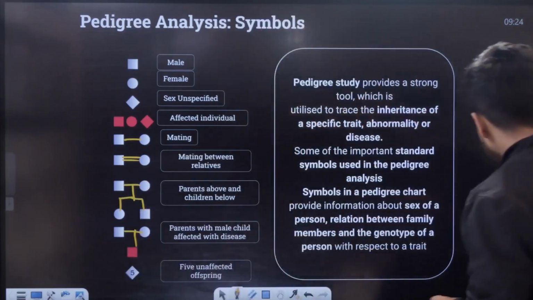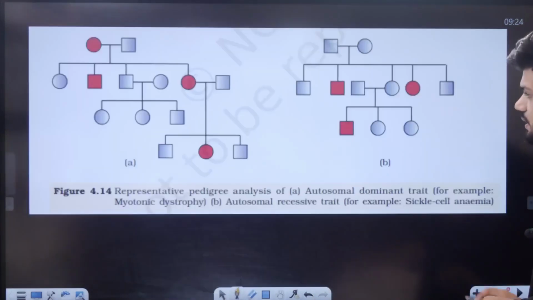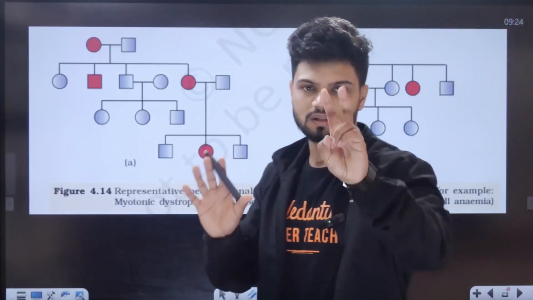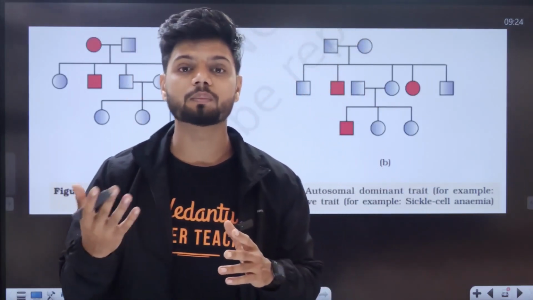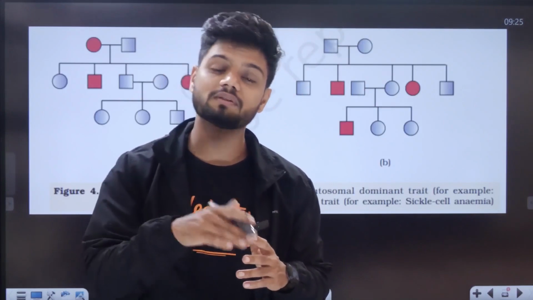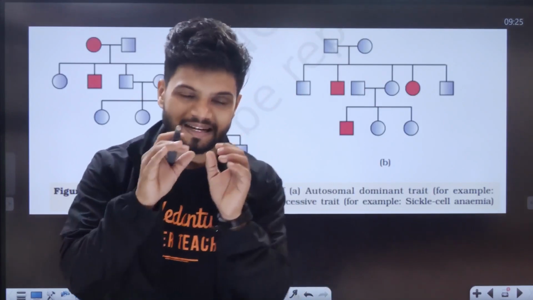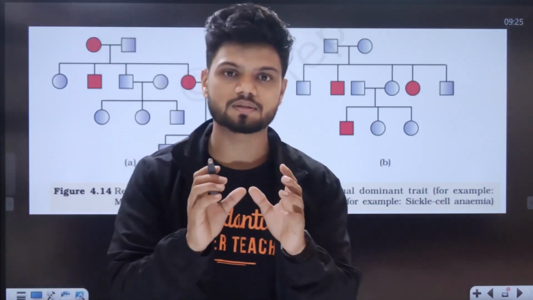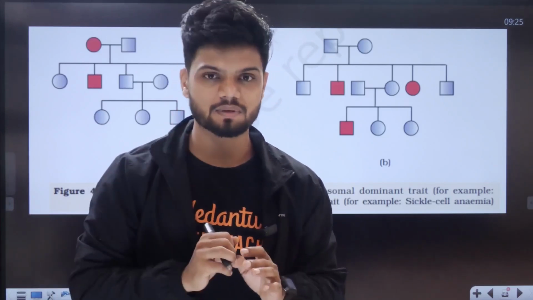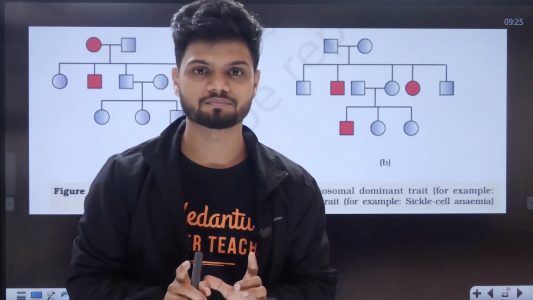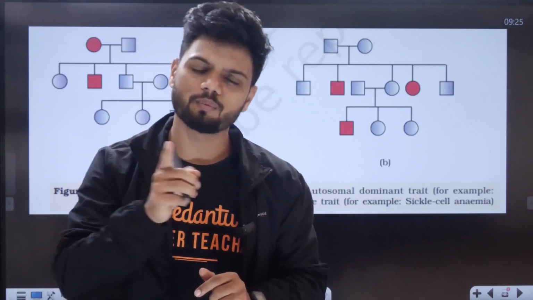Apart from that, they have given two different examples in your NCERT. Otherwise they can also ask you what is autosomal dominant disease, autosomal recessive disease, or ask for an example. But 99% of the time they will not give you this. The only thing they will ask you is the two different examples which are given in your NCERT itself. One is autosomal dominant, one is recessive.